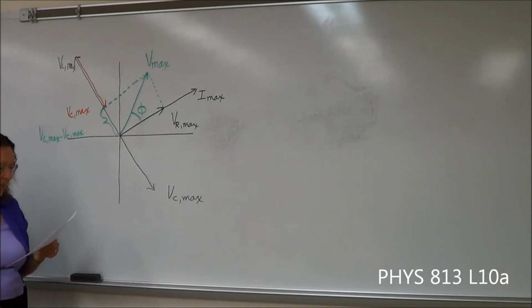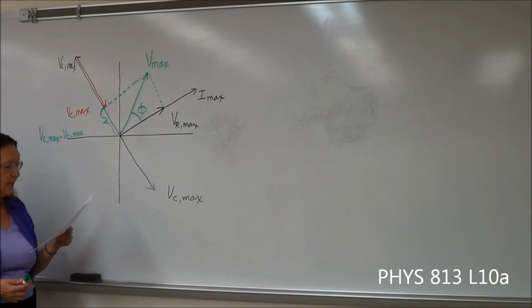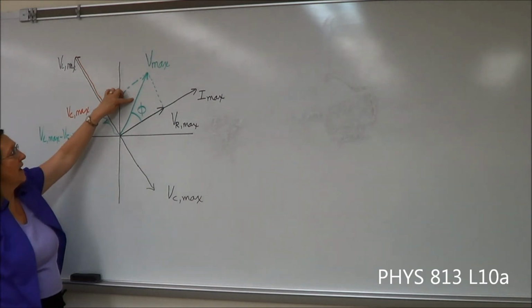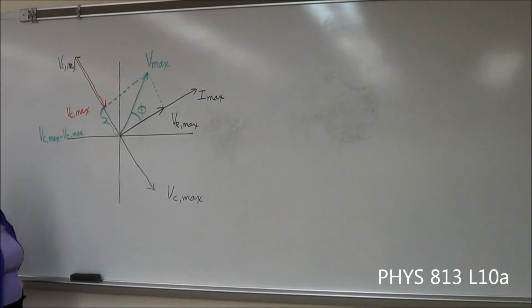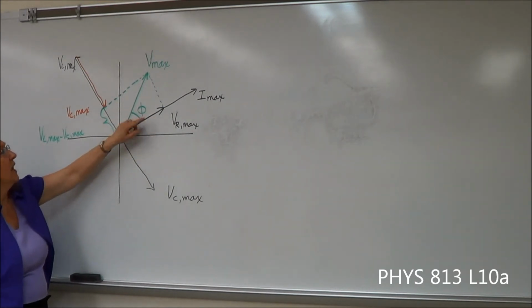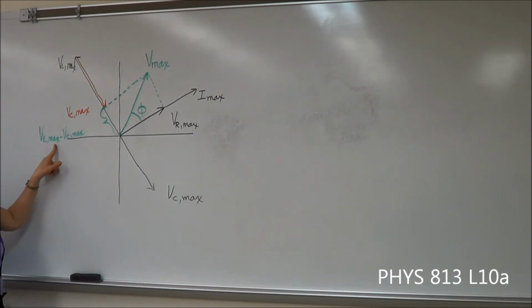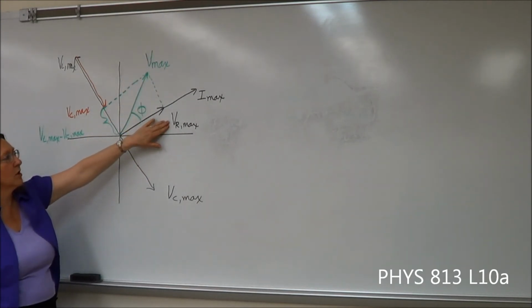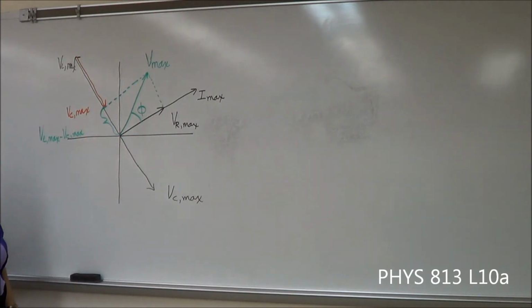Now, we're going to actually do some calculations with all of this. I'm not going to write out all of this. I think you're capable of doing this, but just to point out what you do, this Vmax is the hypotenuse of the triangle. So one side is VR max, and the other side is VL max minus VC max. So we have this side squared plus VR squared, and then the square root of the whole thing, because that's the Pythagorean theorem. The square root of the sum of the squares of the sides.